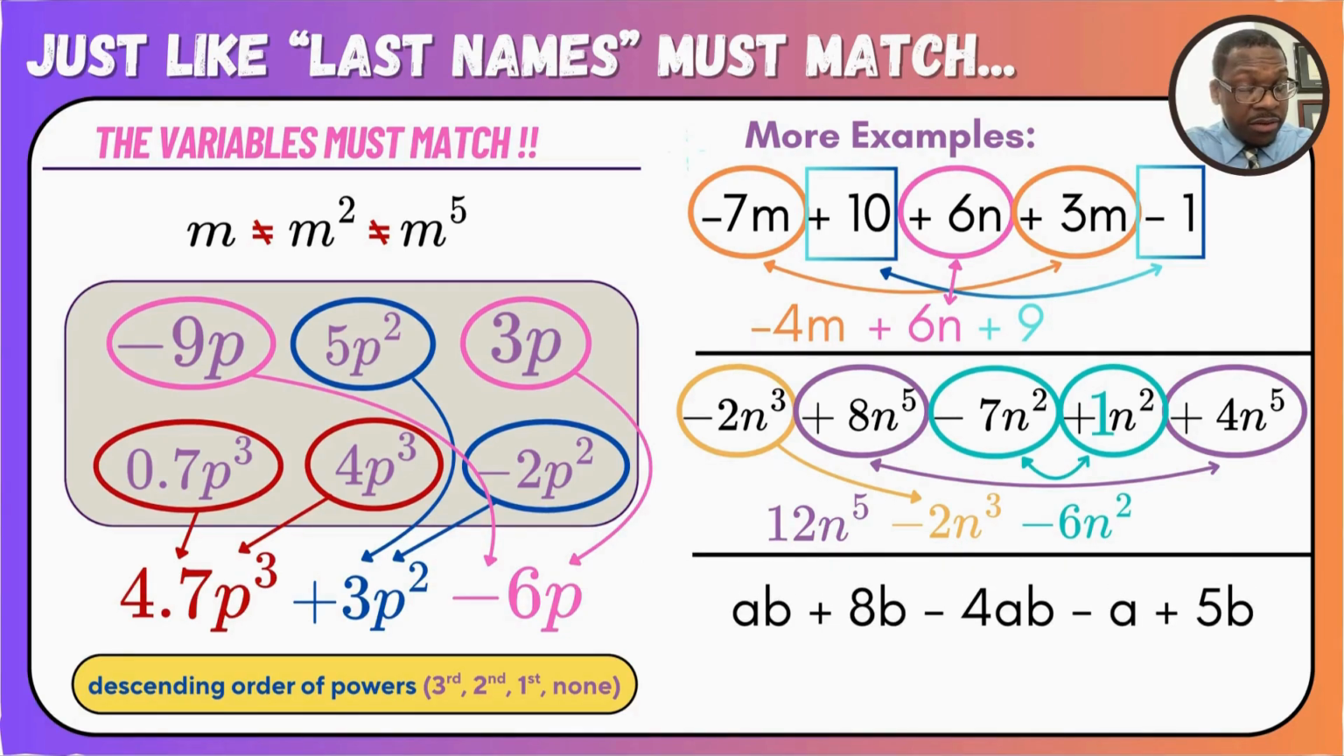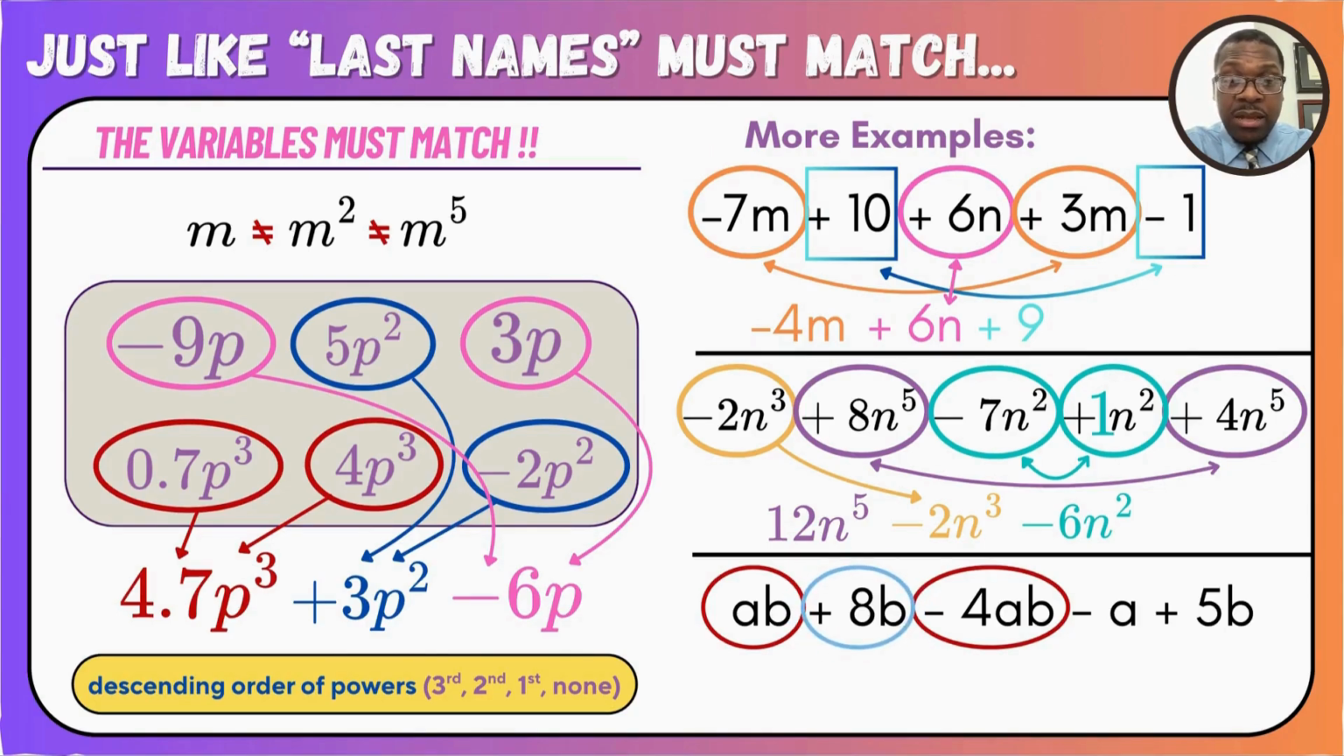All right, looks confusing, but you're going to get it just like that. You're going to get it so easily. Okay, our first one, AB. Do we see anything else that has an AB last name? Okay, I see one right in the middle, negative 4 AB. Okay, our next one, positive 8B.